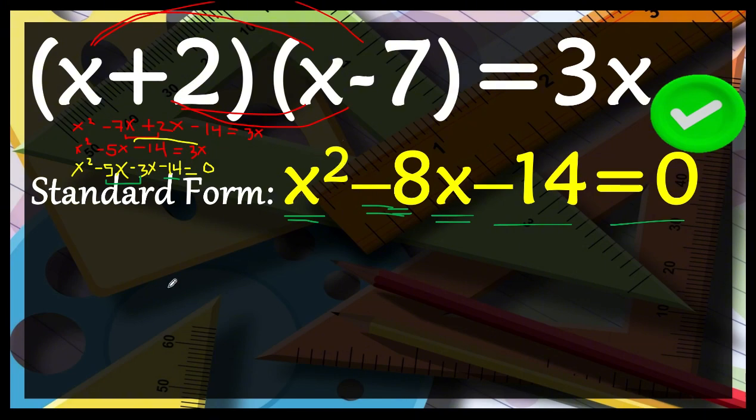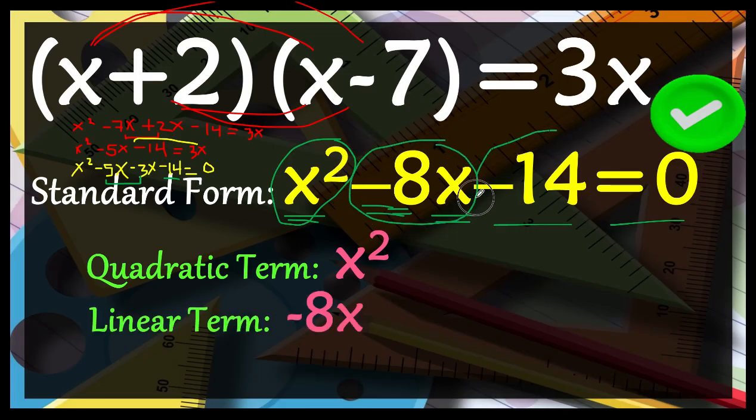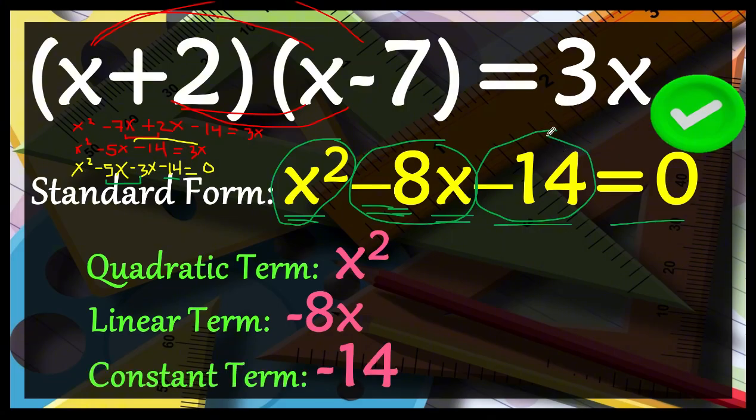equation, identify naman natin the terms. So, nasa pinakaunahan, alam nyo na sana to, is yung tinatawag nating quadratic term. Next, yung nasa pangalawa, yung x ang katabi, yan naman yung tinatawag nating linear term, and then the last one naman is yung tinatawag nating constant, the negative 14.